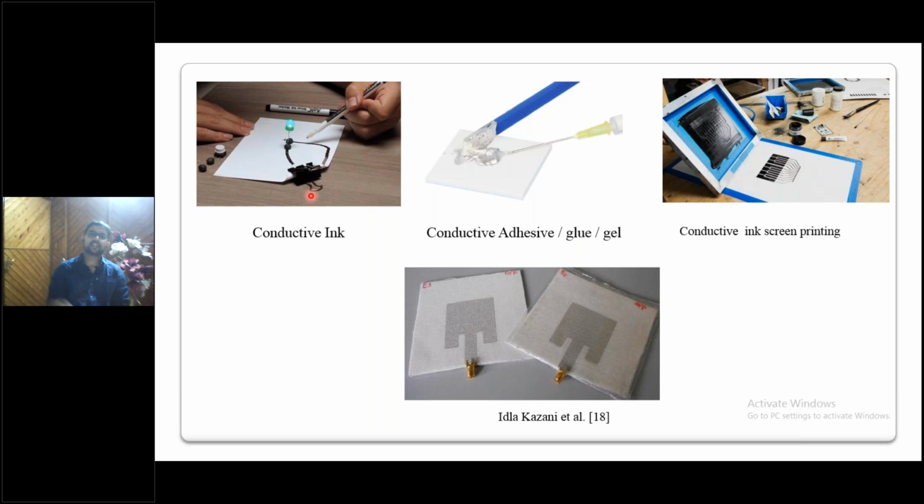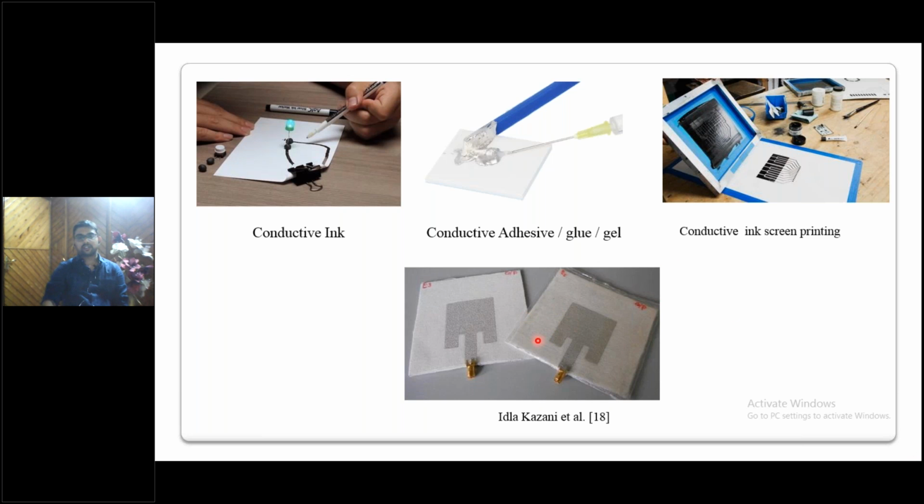We can use conductive inks, which are just simple, like a pen, or we have conductive adhesives, epoxy, glue, and gel, which we can use for interconnecting points, for joining the points. Conductive ink screen printing technology is also there, but it's quite costly because this printer is not available everywhere. So it's available, but we have to make this design, and we have to purchase this ink, or keep these inks in a proper way so that we can get our desired design.